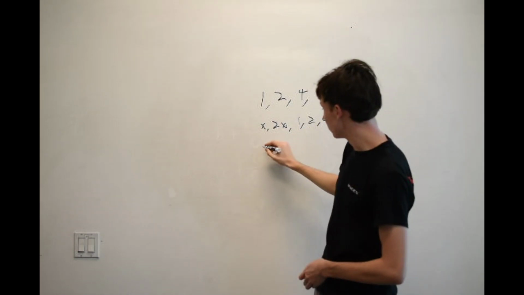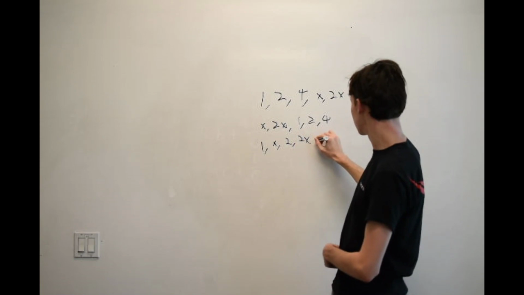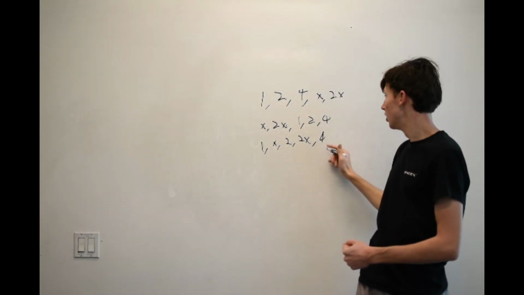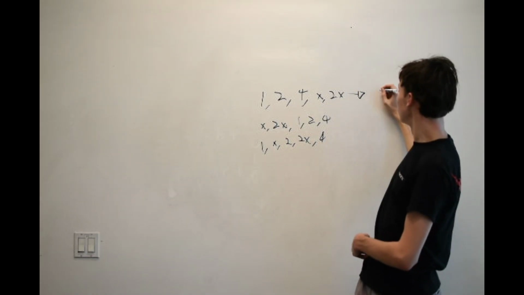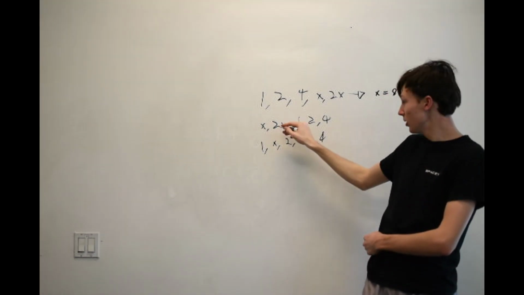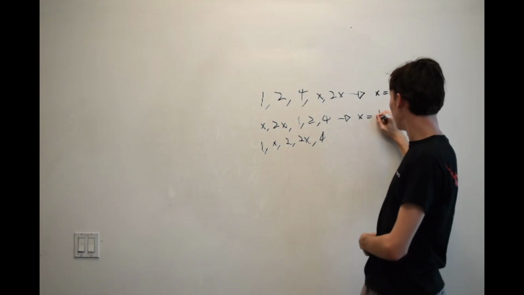But a third place you can put them is 1, x, 2x, and 4, where you're multiplying by root 2 each time. For the first case, there's only one possible value: x has to equal 8. Similarly, for this case, there's only one possible value: x has to equal 1/4.